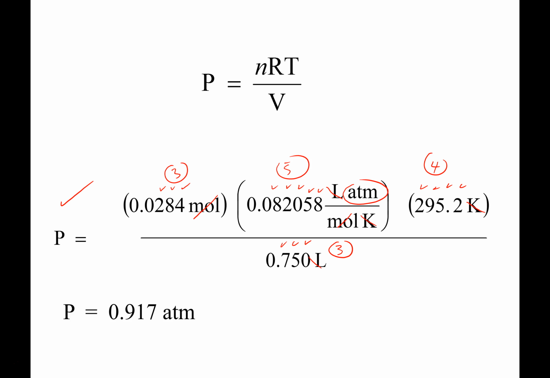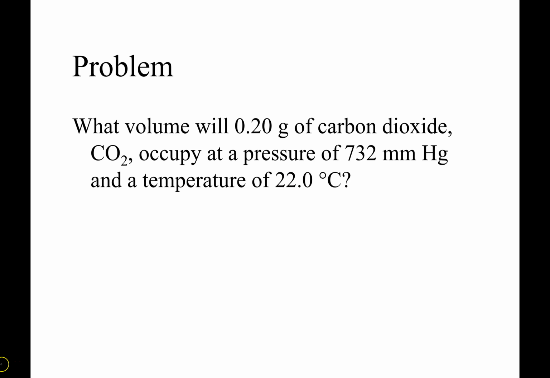So that is the pressure of the gas given those number of moles, temperature, and volume. Now notice that we didn't care what the gas was. It could have been any gas. But if it's behaving ideally with that number of moles, temperature, and volume, its pressure is going to be 0.917 atmospheres.